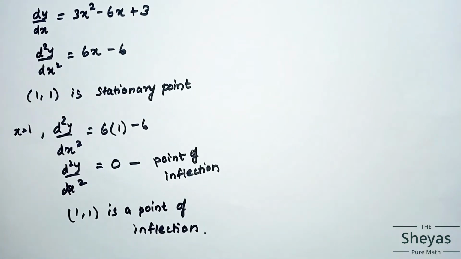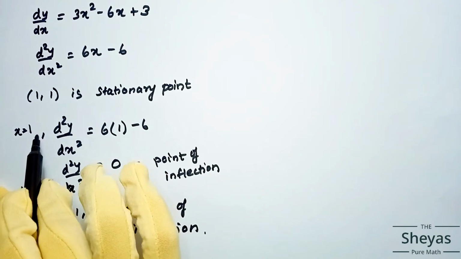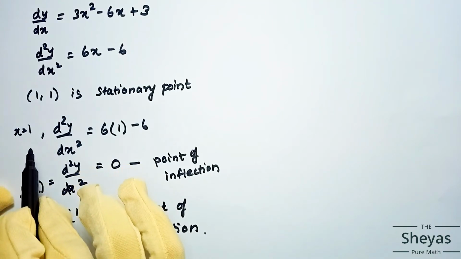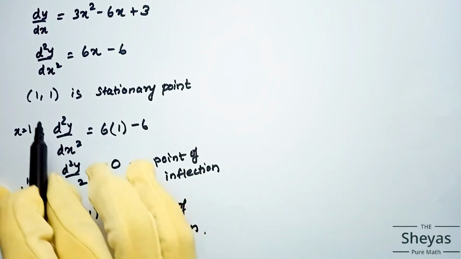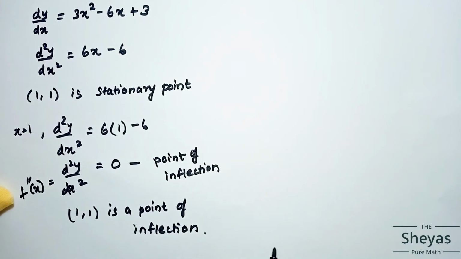So according to that condition, what we have got, the second derivative is f double dash of x. F double dash of x, that is the second derivative, 0 you are getting. So that point x is equal to 1 and the corresponding point is 1 comma 1. So that point is the point of inflection.